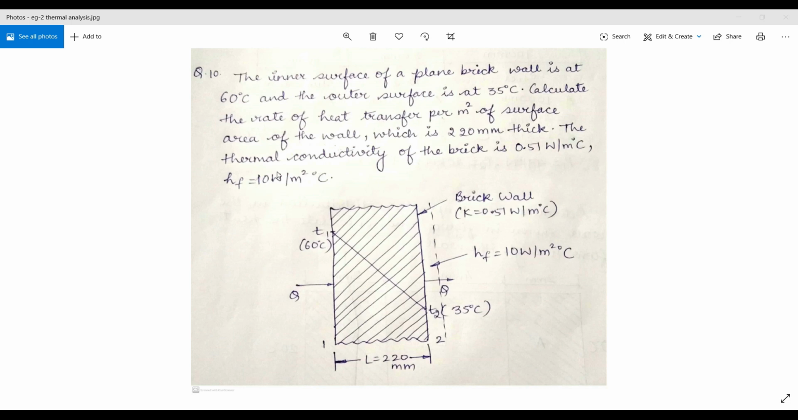The width and the height of the wall is not given, so I'll assume some random value. The cross section is not important. What is important is the thickness. So let's start solving in Ansys.